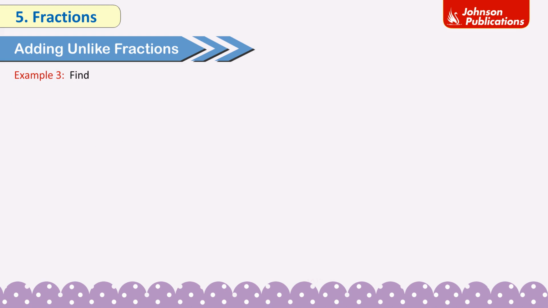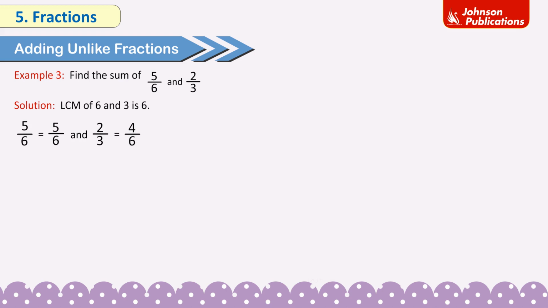Example 3. Find the sum of 5/6 and 2/3. Solution. LCM of 6 and 3 is 6. 5/6 is equal to 5/6 and 2/3 is equal to 4/6. 5/6 plus 4/6 is equal to 9/6, which is equal to 3/2, which is equal to 1 and 1/2.